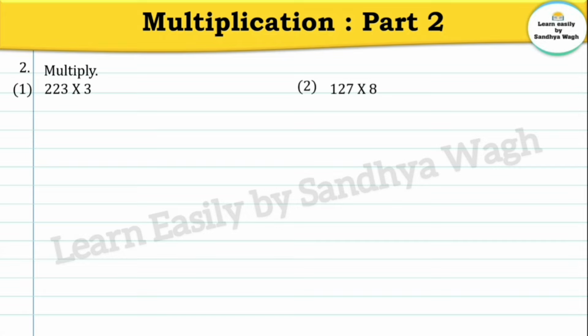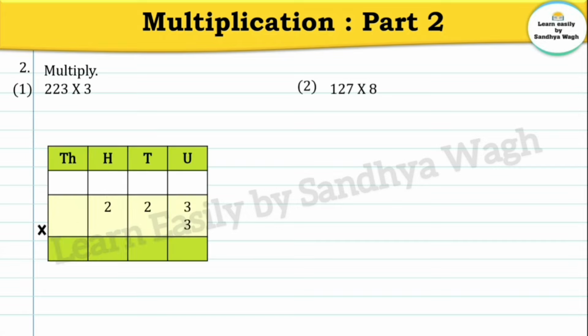Question 2, multiply 223 multiplied by 3. So 223 multiplied by 3. 3 threes are 9. 3 twos are 6 and 3 twos are 6. So our final answer is 669.